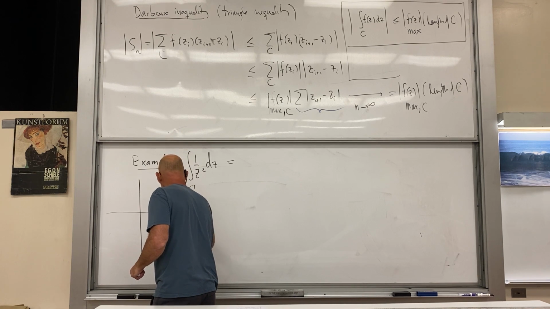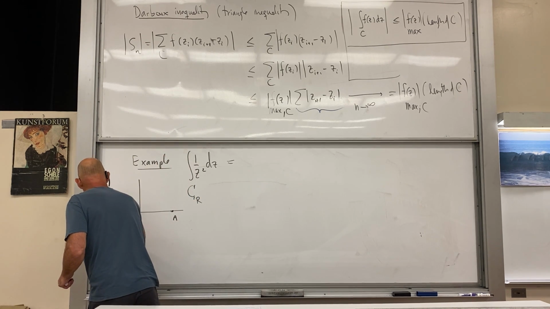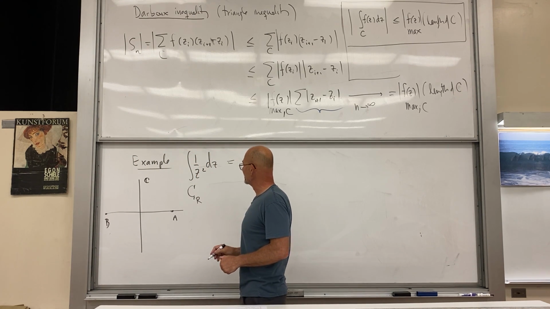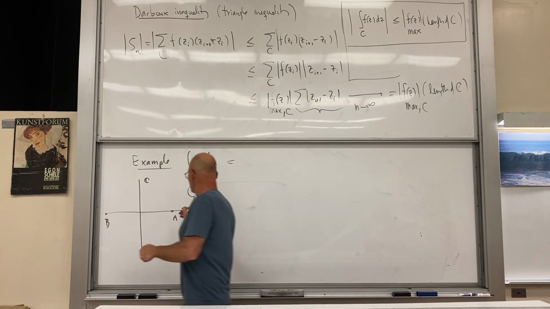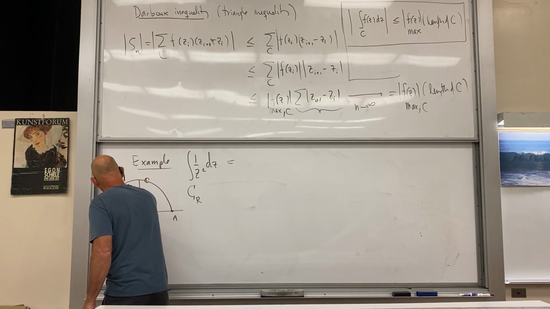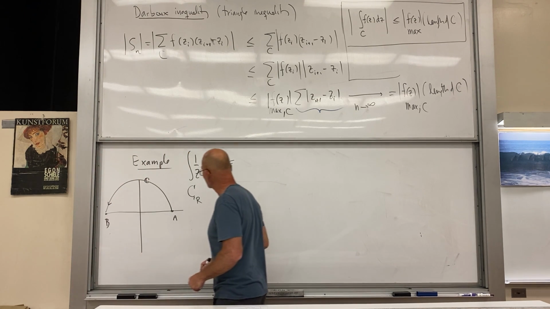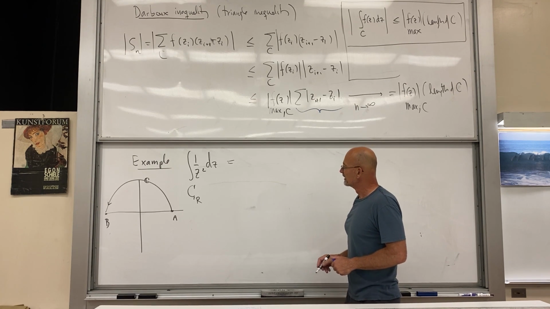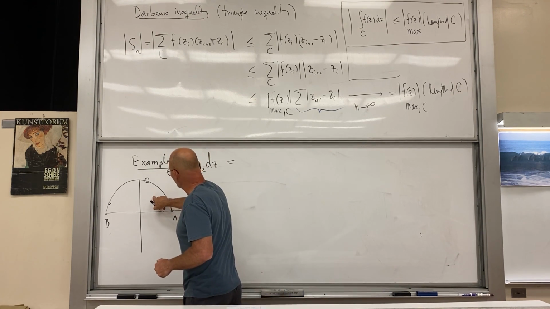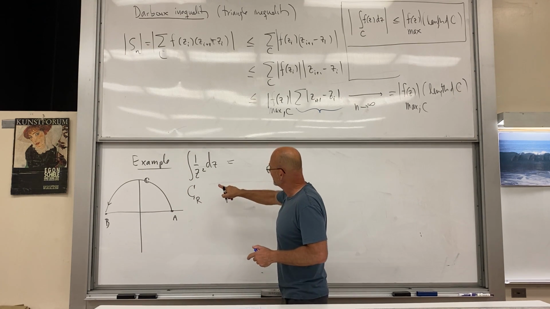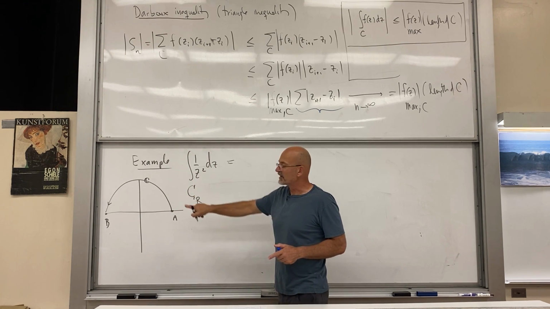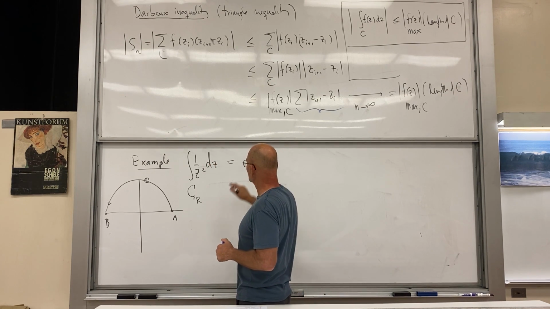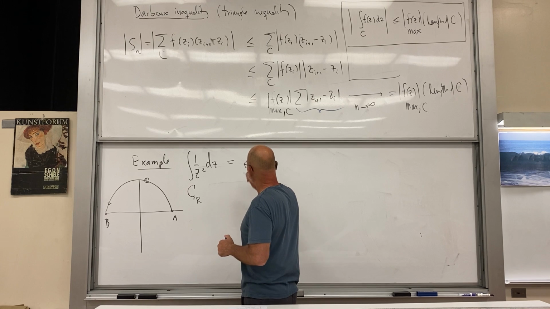Let's go ahead and call this point A and this point B. This is the complex plane. Okay, so we're doing an integral from A to B, and it's this semicircle of radius r. What we want to do is get an estimate for this thing. This is one of the crucial integrals of the whole semester. Okay, so what do we have here?